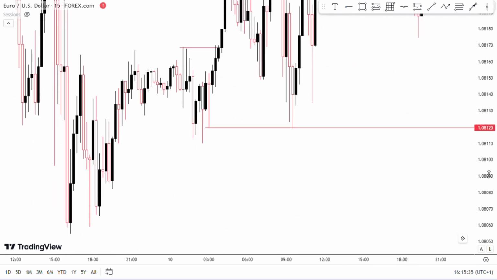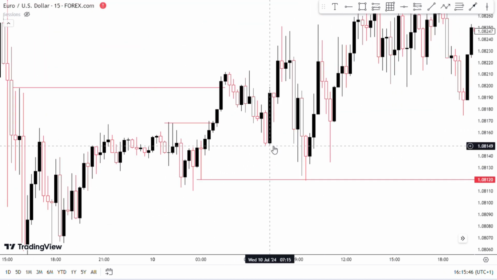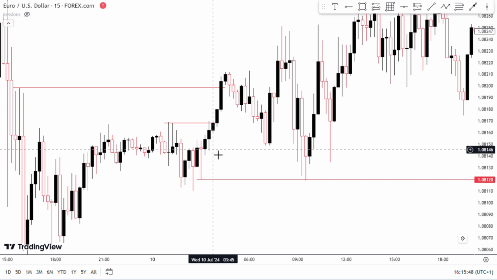Because some traders are making use of every single demand zone and supply zone in the market, and they don't understand the real demand zone or supply zone. I think I've created a video on how to identify a real supply and demand zone in the market. You can go and watch that video.